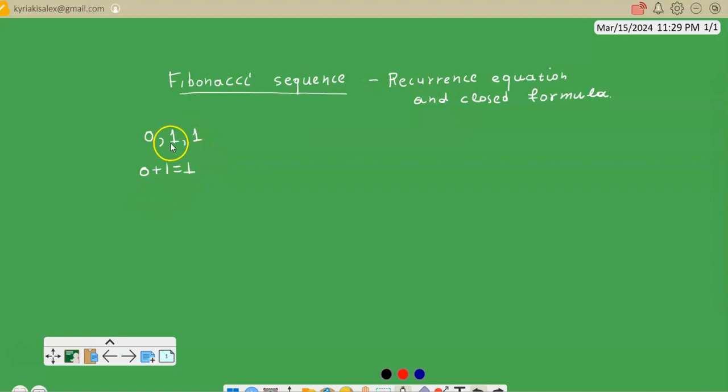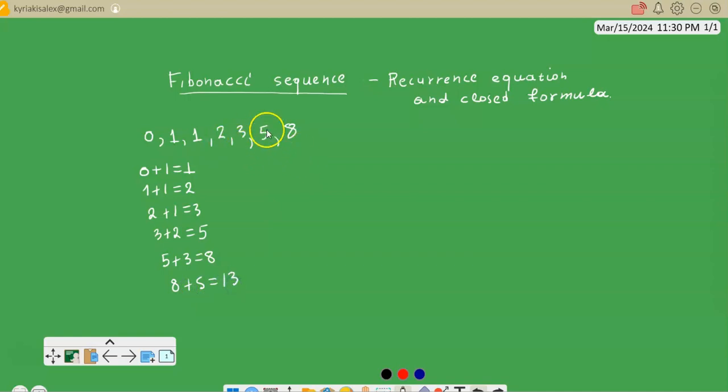Then you take 1 and 1, you add them together, you get 2. 2 plus 1 equals 3. 3 plus 2 equals 5. 5 plus 3 equals 8. 8 plus 5 equals 13. In order to go to the next term, you add the two previous terms.